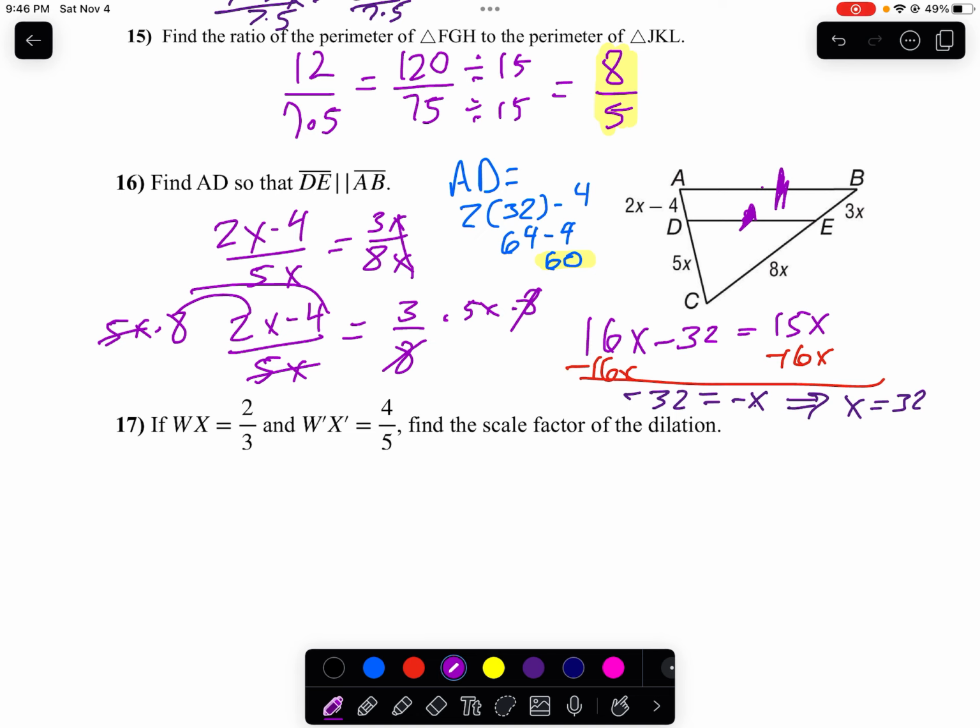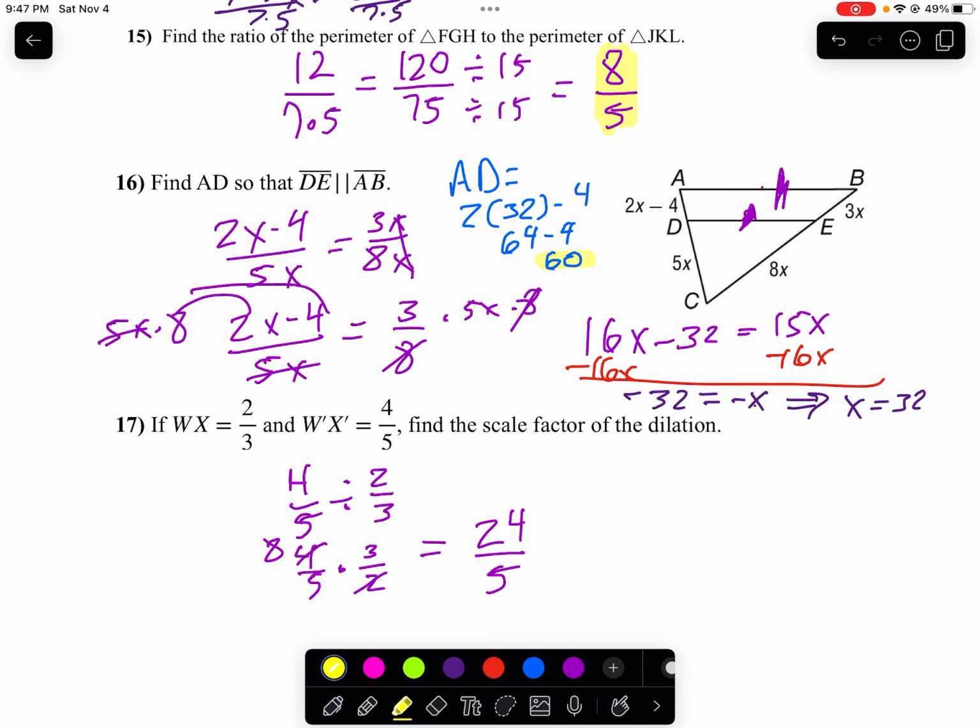Well, notice I already know my image WX has 4/5. So to find my scale factor, I'm going to take my image divided by my pre-image, which is 4/5 times 3 over 2. 2 goes into 4 twice. So your scale factor for the dilation is going to be 24 over 5.